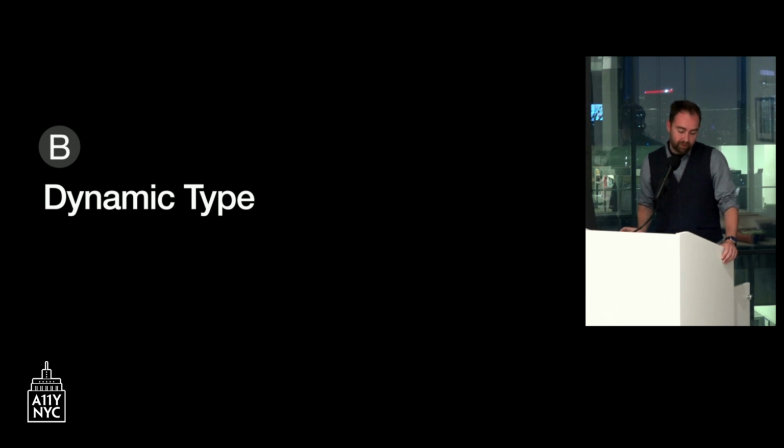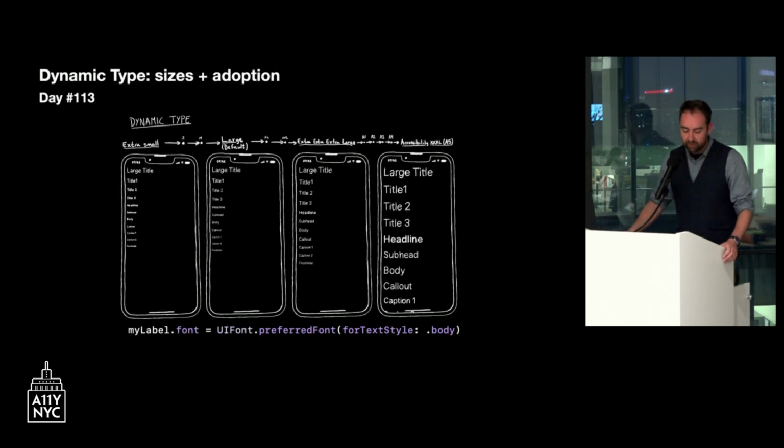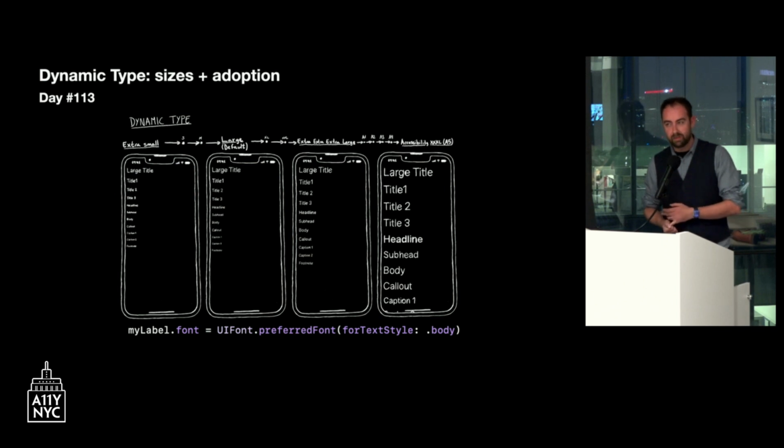And now let's talk about dynamic type. In the slide you can see there are four examples: one with the extra small size, one with the default size, which is called large, extra large, and then the accessibility extra large size. And an interesting thing to know is that dynamic type is not just for larger text sizes, but also smaller ones. So it's just about user preference as well.